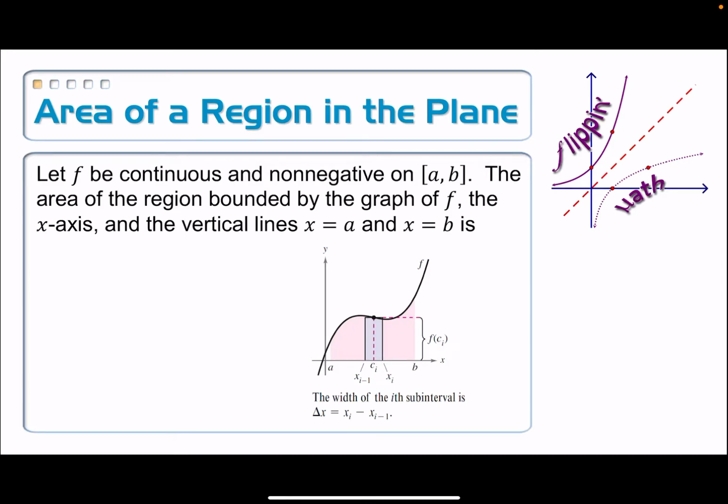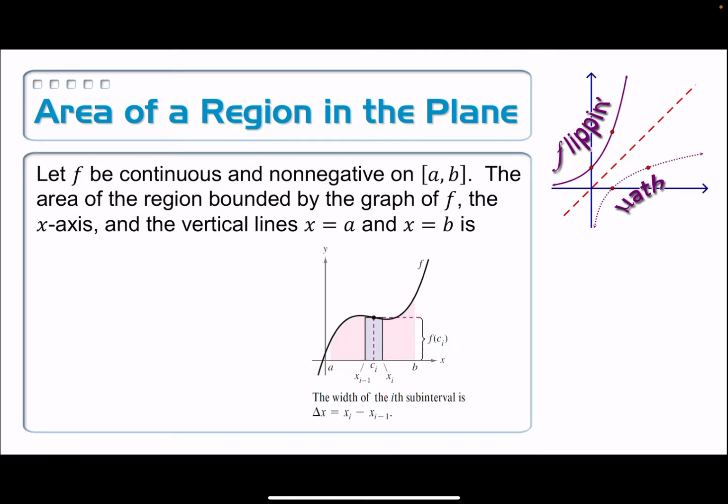All right, it was a lot of work getting there, but finally we can define the area of a region in the plane. Let f be continuous and non-negative on the closed interval from a to b. So we have a function. It's a continuous function. Non-negative means that we're taking only the part that is above the x-axis.